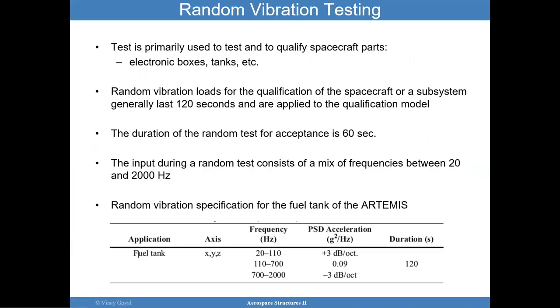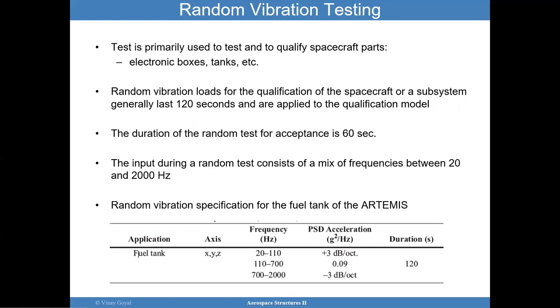Random vibration testing is performed typically for electronic boxes and tanks, small tanks typically, and it is really used to qualify them. And you can also perform acceptance testing based on that. Random vibration loads for qualification of the spacecraft generally will last 120 seconds and are applied also to the qualification model. The duration of the acceptance testing, which is a workmanship screen, is about 60 seconds typically.